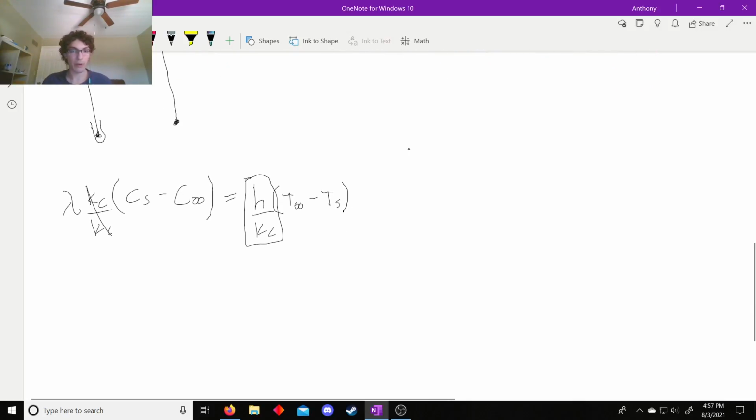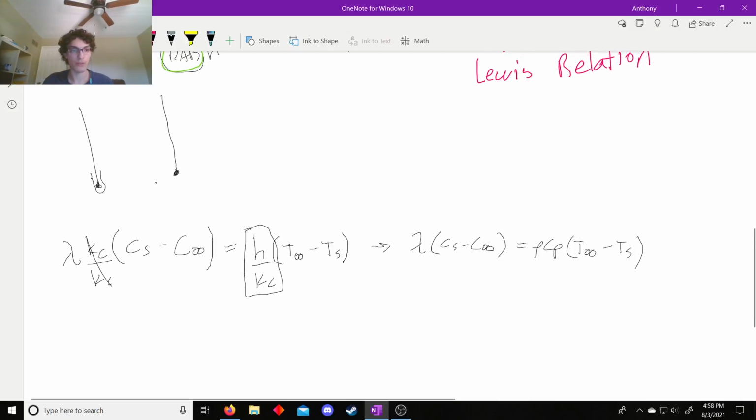So I will go ahead and rewrite that. So we have a difference in concentration equals the volumetric heat capacity multiplied by the difference in temperature. Okay, so now going back to this wet bulb and dry bulb thing that we were talking about.